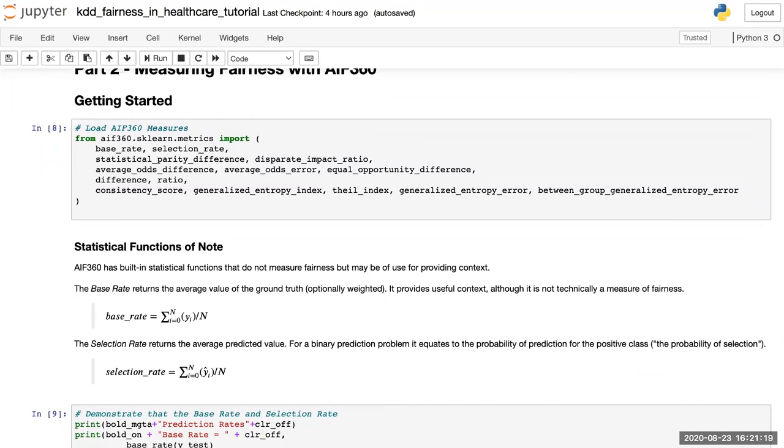Before I move on, are there any questions about the material you've seen so far? Okay, great.